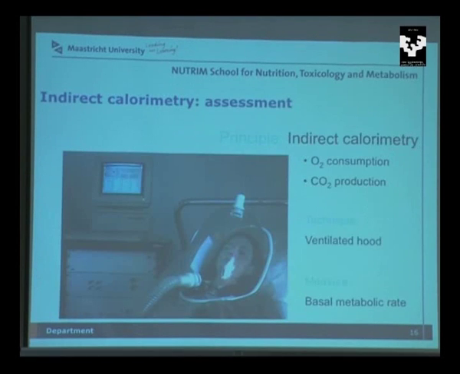These are some techniques. Are you familiar with the ventilated hood? Is anyone familiar with the techniques? Yeah? Okay.